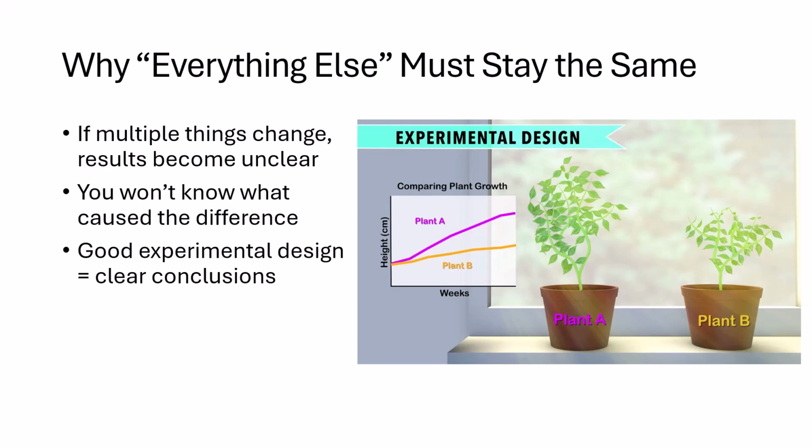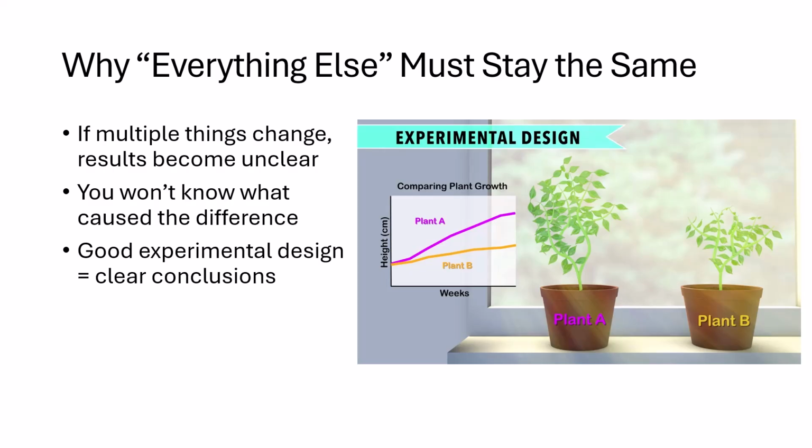Look at the image on the slide. It has plant A that had fertilizer added and plant B that did not. Based on what you learned in the previous slide, what is one error that was made? If you said that it doesn't have replicates, you would be correct.